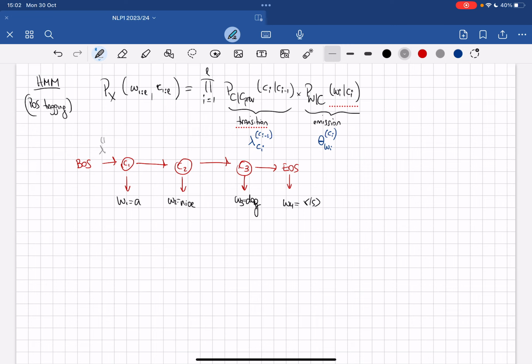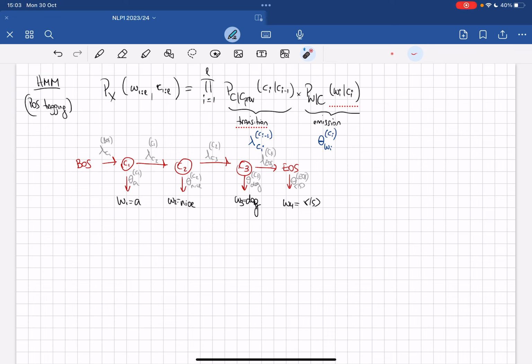So this is lambda BOS to C1. This is theta C1 to A. This is lambda C1 to C2. This is theta C2 to nice. This is lambda C2 to C3. This is theta C3 to dog. This is lambda C3 to EOS, and this is theta EOS to end of sequence. And of course I'm indexing with words, but I do mean the unique integer that you associated with each of these words or symbols.